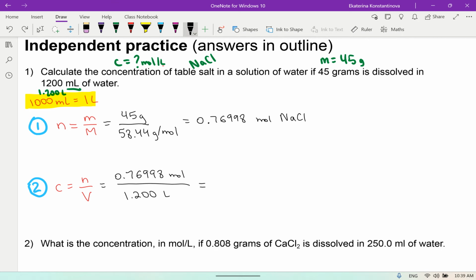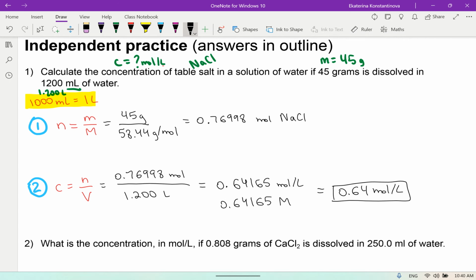So when you plug it into your calculator, you get 0.64165 mole per liter, or some of you might write it as 0.64165 capital M. Both of those units are molarity, and that's okay to use either. And then if you think you're done, you have to make sure to double check your significant figures. We have 2 significant figures as our least amount of significant figures in the question. So our final answer is 0.64 mole per liter, or 0.64 capital M.